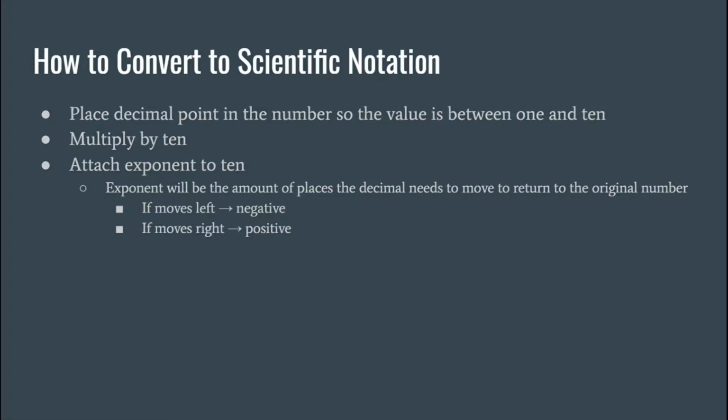If you have to move the decimal to the left, your exponent will be negative, and if you have to move the decimal to the right, your exponent will be positive. So let's go through a couple examples. You can see how this looks.